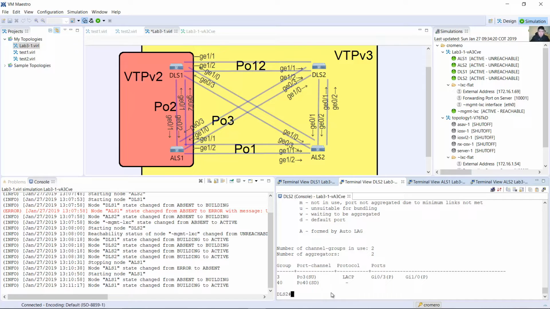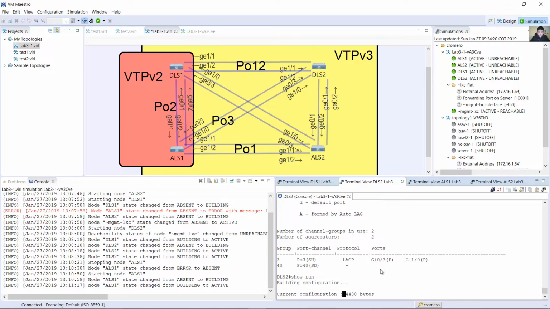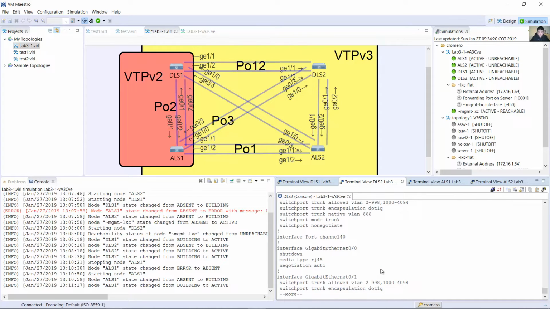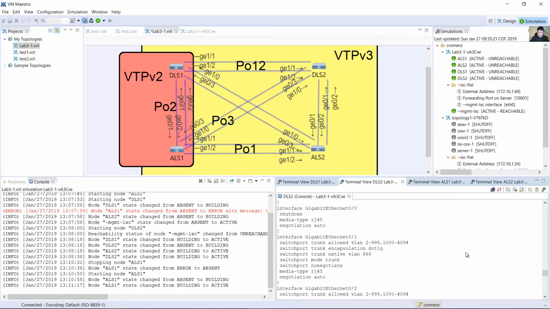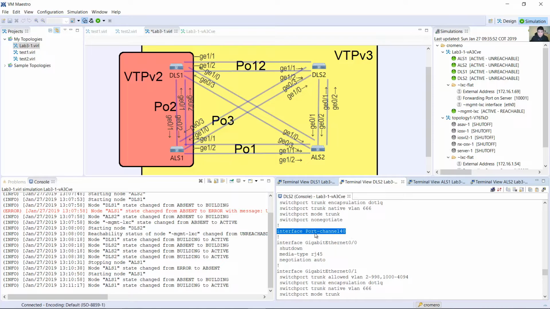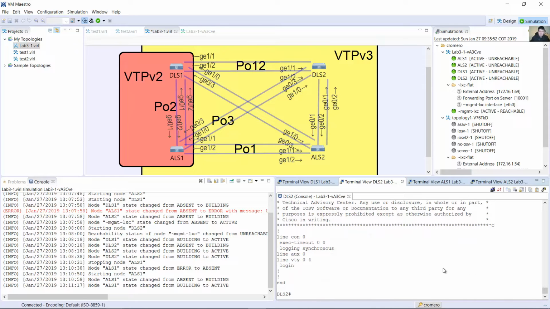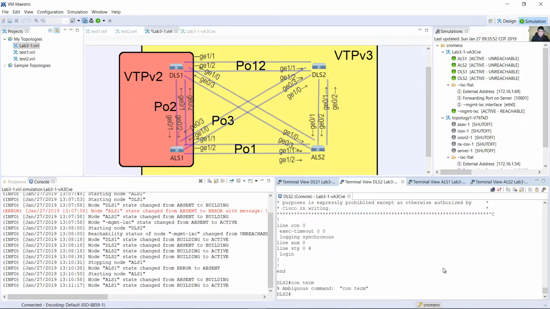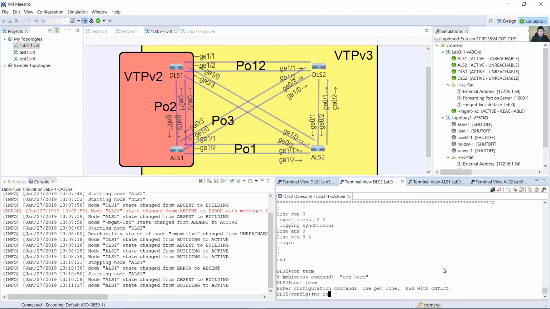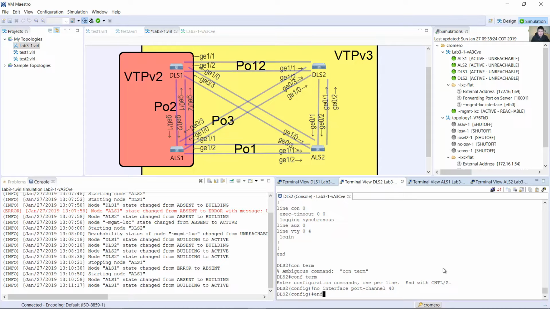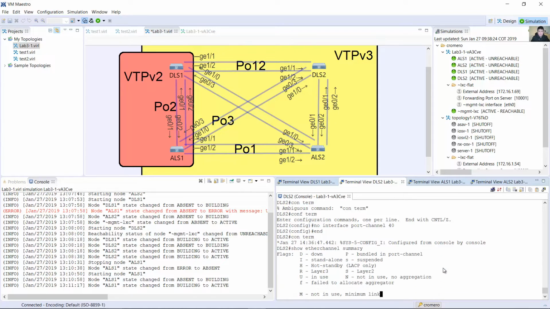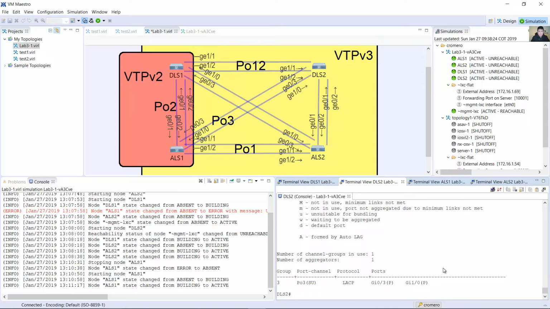Okay, verify and show running config. Okay, port channel still exists, port channel 40. Okay, remove this. Configure terminal. Okay, no interface port channel 40. Okay, ready, and verify. Show EtherChannel summary. Okay, no port channel 40.